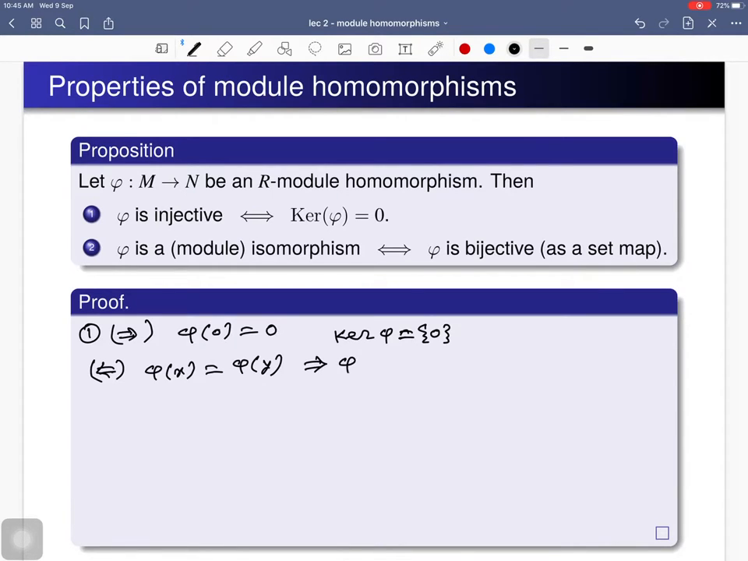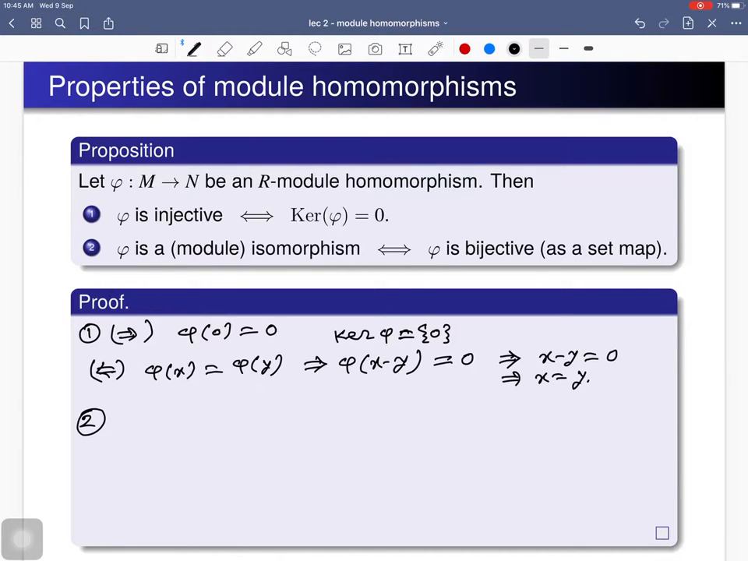So from this equality we can have that phi of x minus y it is just 0 element, because phi it preserves addition and scalar multiplication. So it respects the R linear combination. Okay. Since kernel is trivial, so x minus y that should be 0 element, and this implies that x is same as y. Yeah. So this completes the proof of statement 1.